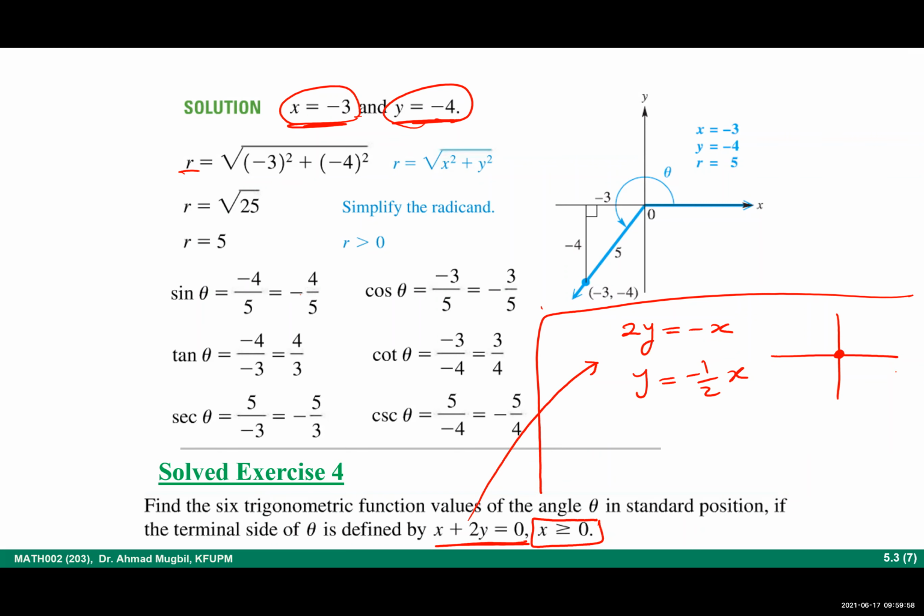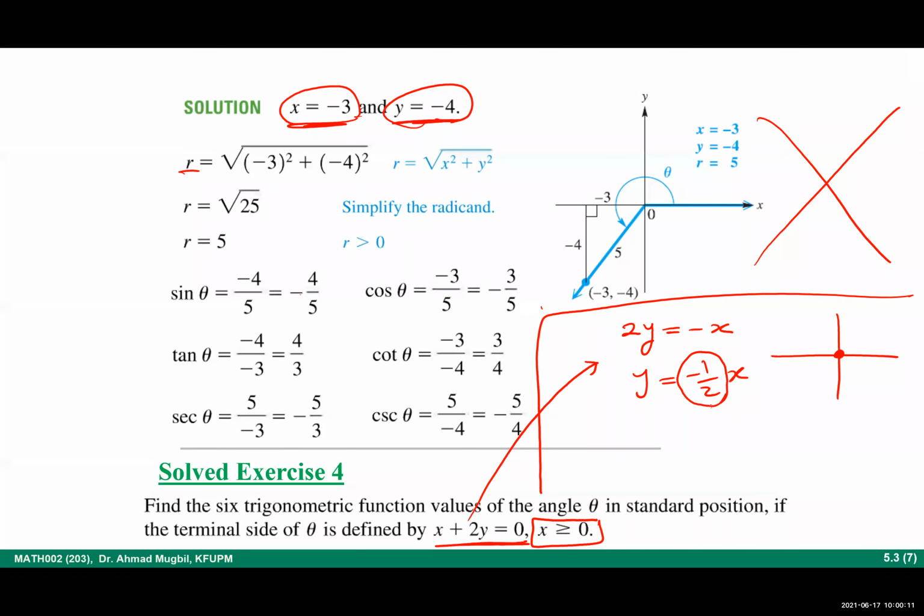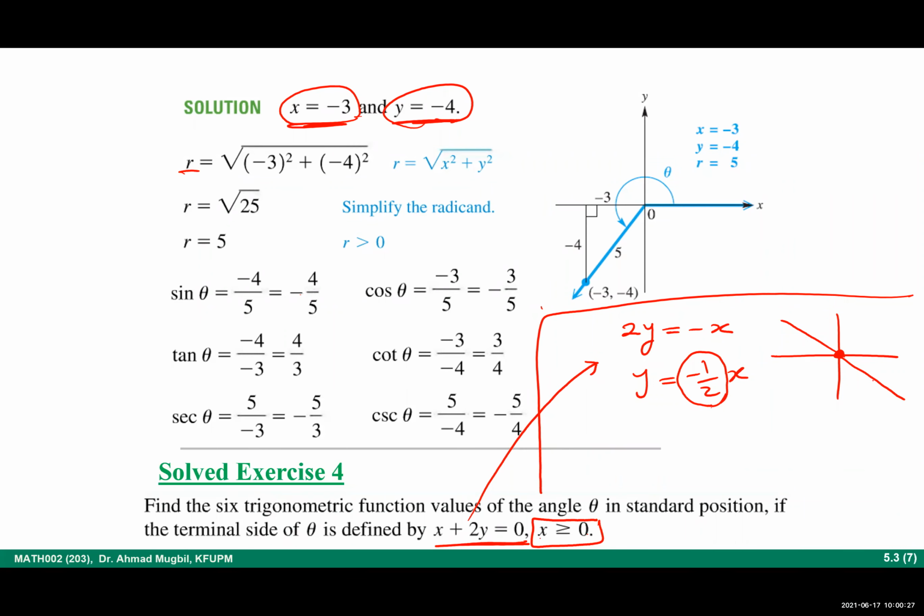Now, if you draw this line, Shabab, is it increasing or decreasing? Is it going this way or this way? What is the slope, Shabab? Look at the slope. The slope is negative, so it is decreasing. And decreasing and passing through the origin, it will be something like this. Now, this condition X greater than 0 means that you will take it in one quadrant, not in two quadrants.